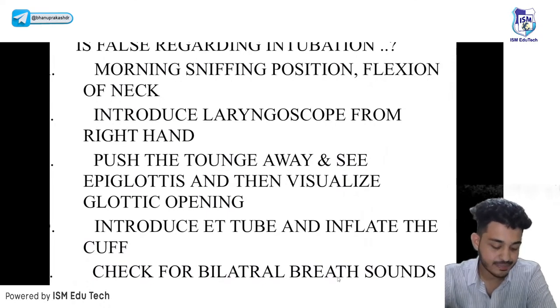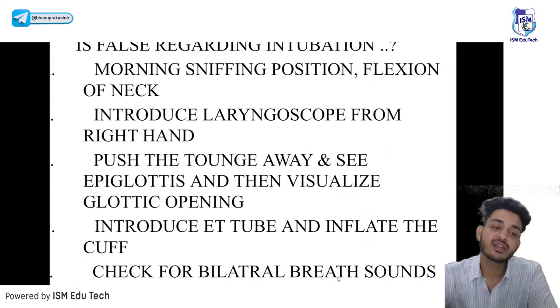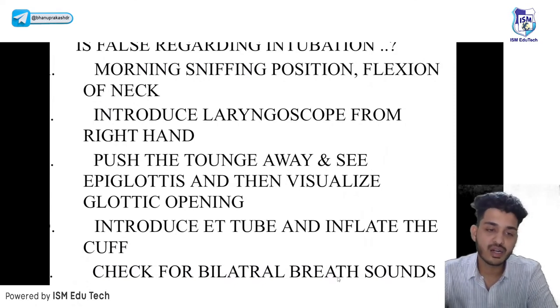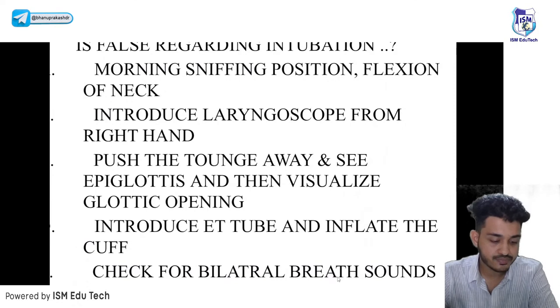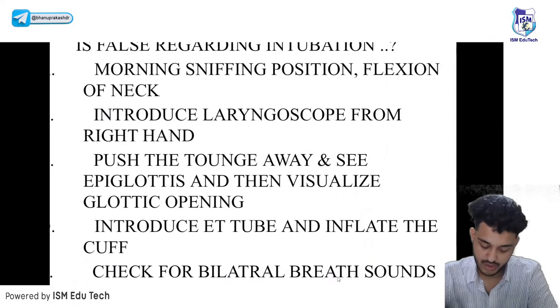Which of the following statements is false regarding the intubation? First thing, the position will be morning sniffing position, flexion of neck. Second thing, introduce laryngoscope from the right hand. Third option, push the tongue away and see epiglottis and then visualize the glottic opening. Next thing is introduce ET tube and inflate the cuff. And the last thing is check for bilateral breath sounds, and then fixation of the ET tube. Okay, so what do you think? Which of the statements is false?